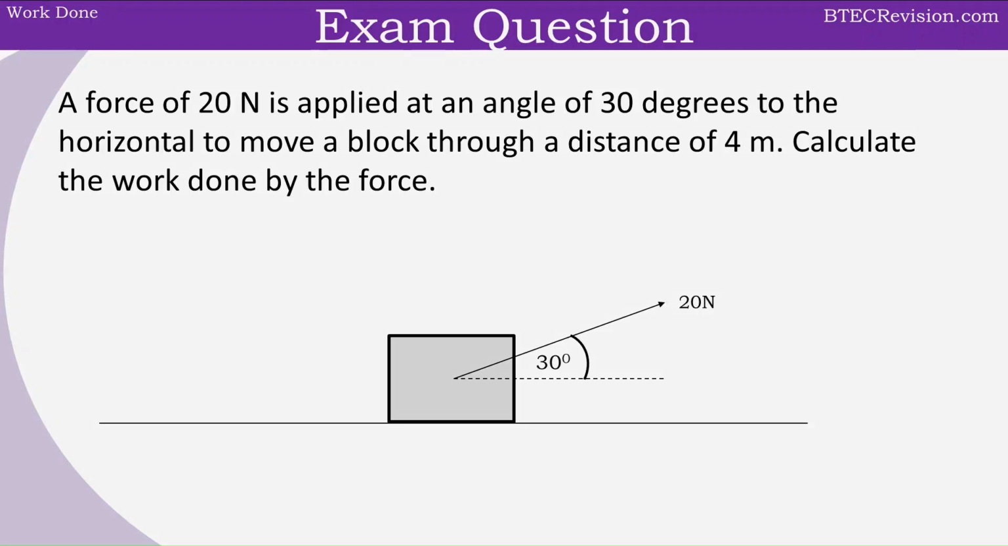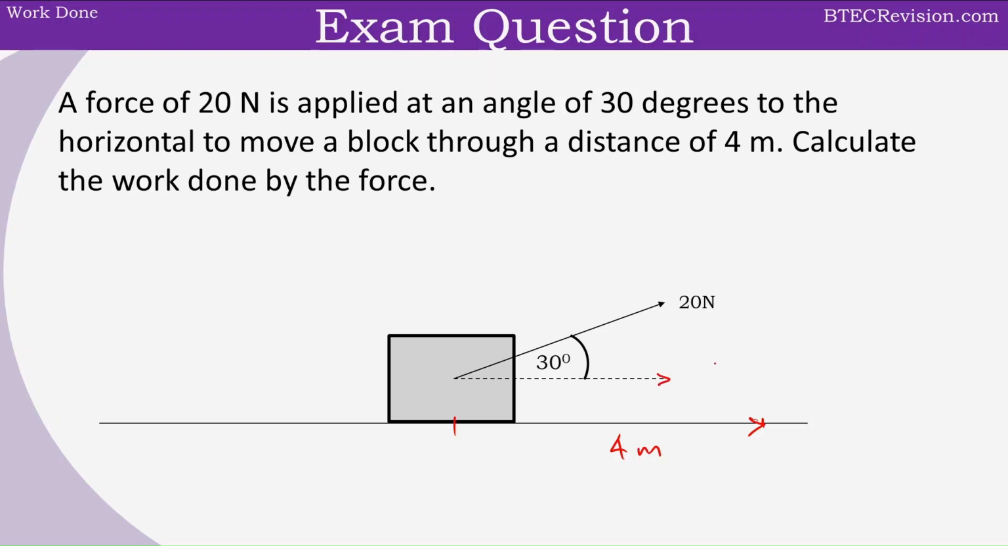A force of 20 newtons is applied at an angle of 30 degrees to the horizontal to move a block through a distance of 4 meters. Calculate the work done by the force. As you can see here, the distance that needs to be moved is 4 meters along the horizontal, and the force applied is not along the direction of the distance moved. So what we would need to do is calculate the component that is parallel and along the same direction the distance is moved.